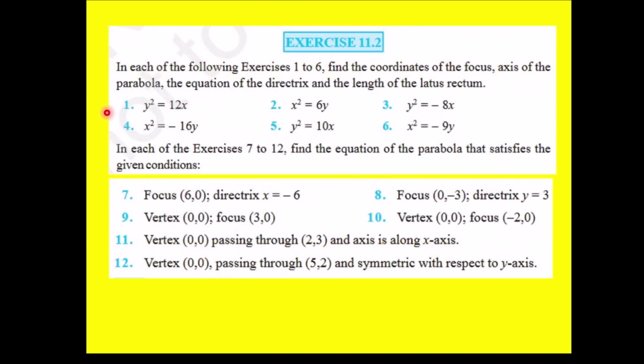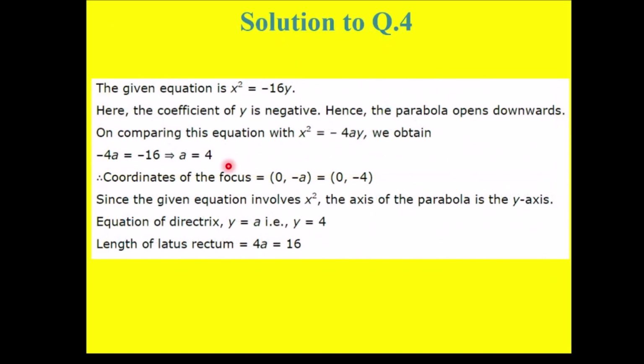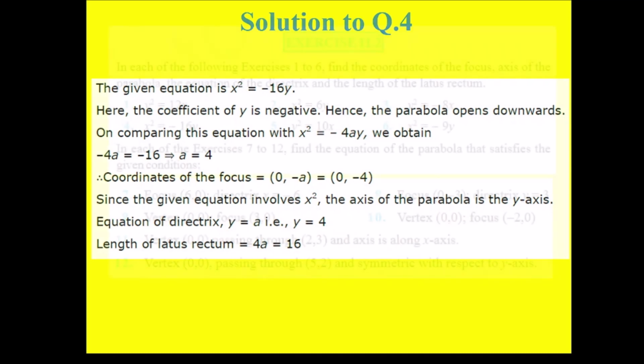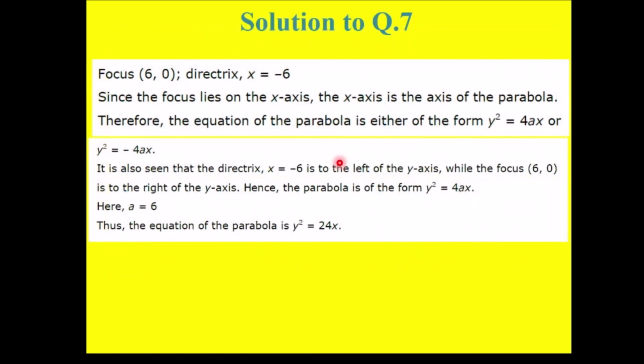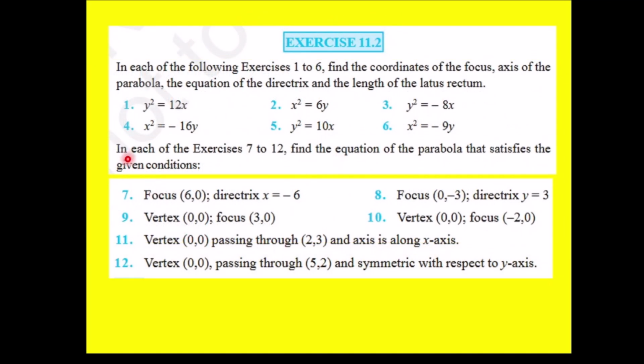Fourth question, it is a downward parabola, x square equal to minus 16y. So, you can see a value is 4, focus is (0, minus 4), equation of the axis is y axis, directrix is y equal to 4, length of the latus rectum is 16, very easy. And we see that number 5 and number 6, number 5 is similar to 1, number 6 is similar to 4. So, I have skipped these 2 questions, I am going directly to question 7. In questions number 7 to 12, we have to find the equation of the parabola that satisfies the given condition.